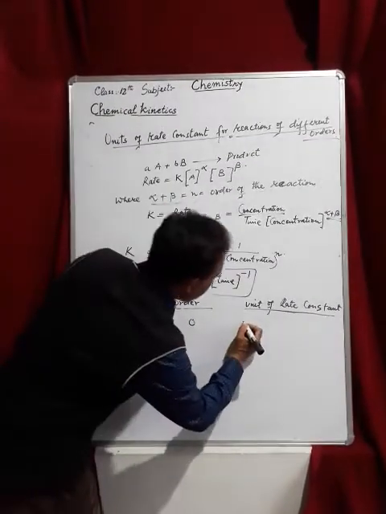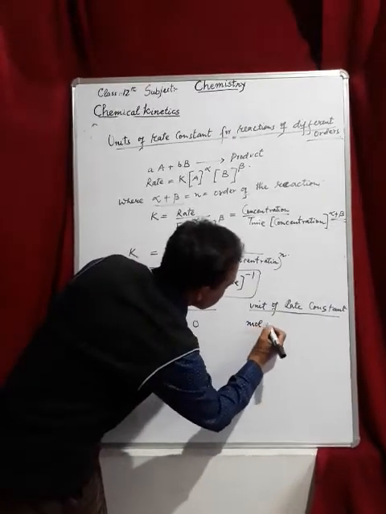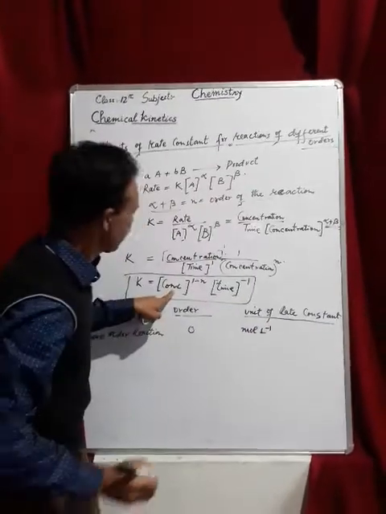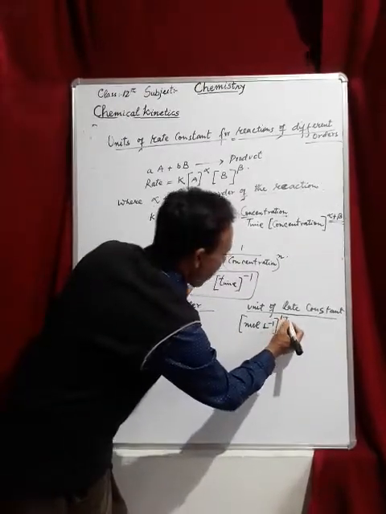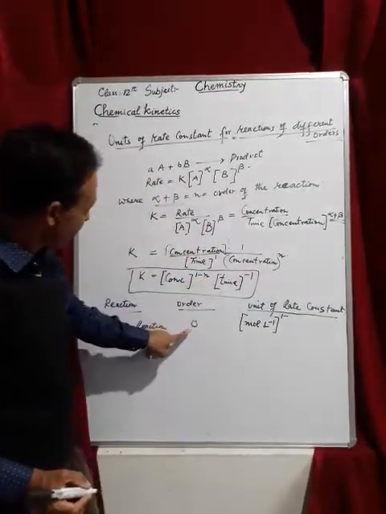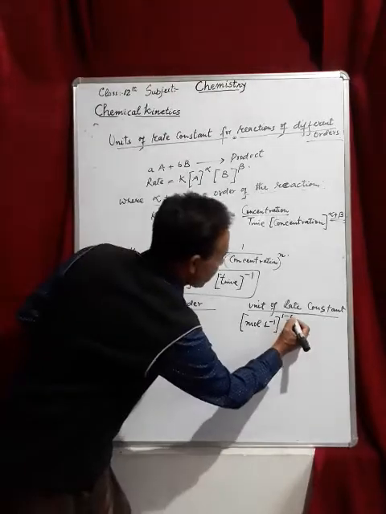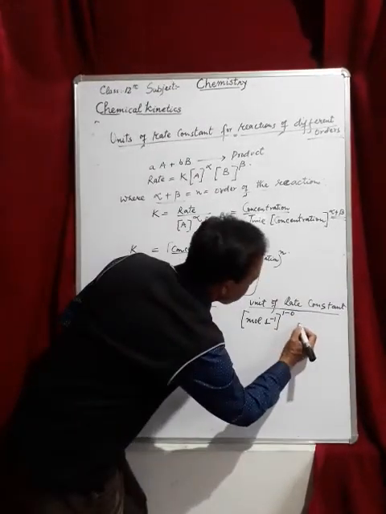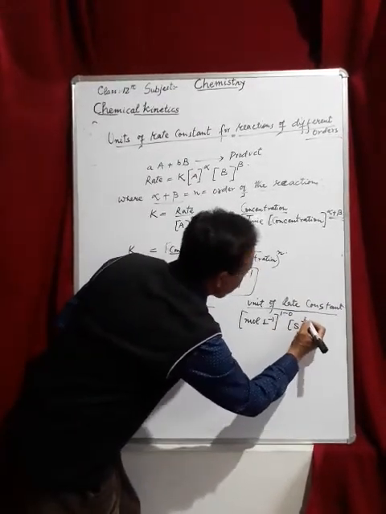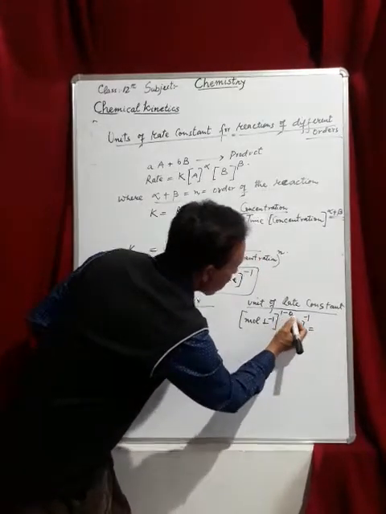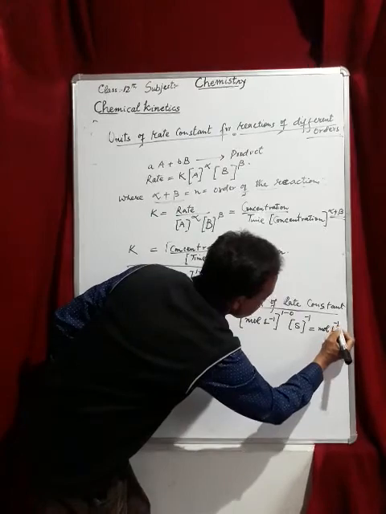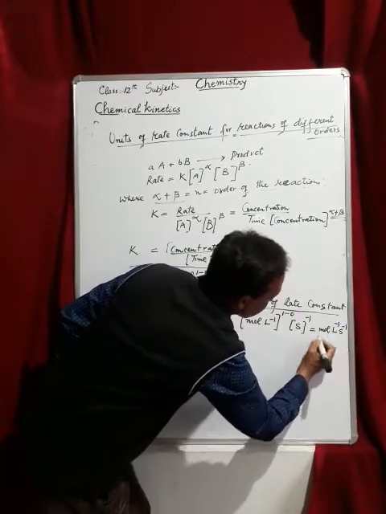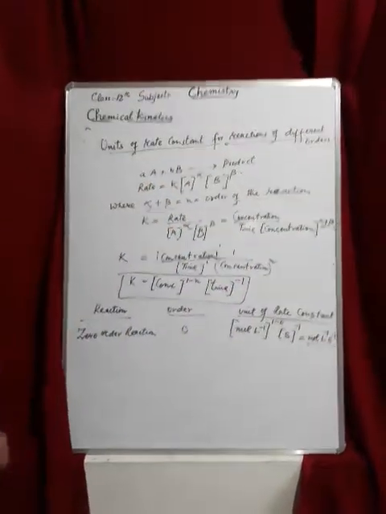Concentration, unit is moles per liter, raised power 1 minus n, where n is the order of the reaction. It is a zero order reaction, that is 1 minus 0. Into time, it is second, raised power minus 1. So 1 minus 0 is 1. It is mole per liter per second. This is the unit for the zero order reaction.